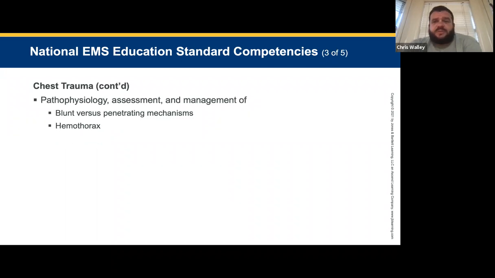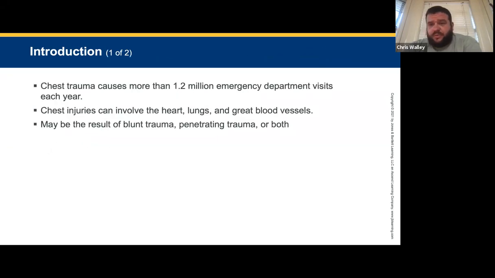We'll talk about the pathophysiology, assessment, and management of blunt versus penetrating mechanisms, what a hemothorax is. Pneumothorax, is it open, simple, or tension pneumothorax? And how to recognize those. What are some signs that we can see right out the gate that make us think, I think that's a pneumo? And then you start listening, you may hear a couple of things with your stethoscope that you can turn around and make that work. So you have your cardiac tamponade, you have your rib fractures, flail chest, and pneumothoracoideus.